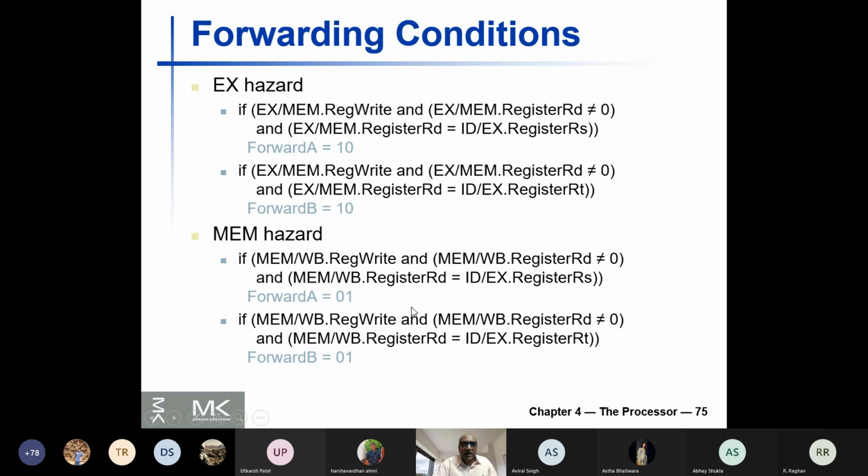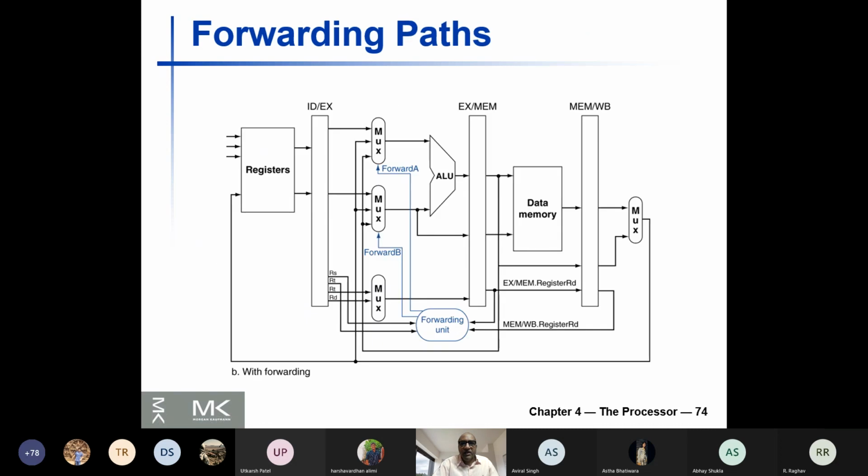So these are the conditions or the rules for checking the hazard as well as forwarding the values. And you can see here, this is the forwarding circuit, and the forwarding circuit will be placed in the execution stage of the instruction. So for this forwarding circuit, what are the inputs that are required? The RS and RT of the current instruction from the ID/EX register. You can see the forwarding unit there. These are the two inputs, RS and RT, and the EX/MEM.